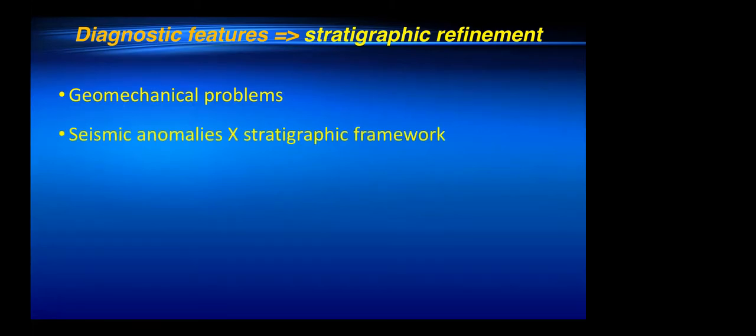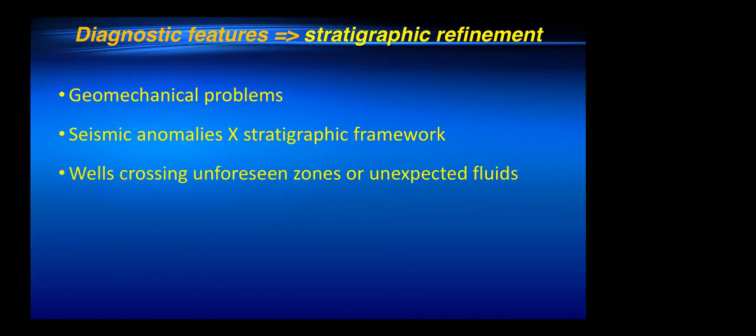Besides, we must pay attention to the following diagnostic features. Geomechanical problems due to reservoir overpressure generally happen because we overestimate the permeability or the lateral extent of the zones subject to injection. Well drilling based on seismic anomaly, not calibrated with the positional model or the chronostratigraphic framework. Remember, seismic anomalies do not always mean reservoir with good porosity. Well crossing unforeseen zones or unexpected fluids indicate we don't know the reservoir spatial distribution.